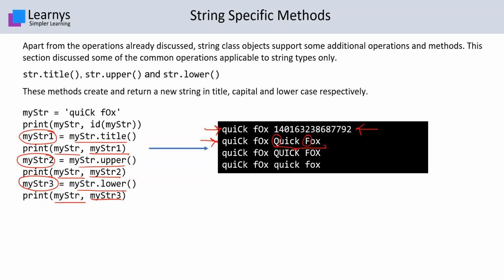Then we are trying to convert it using the .upper function. All the characters will be changed to uppercase. Similarly, all characters will be changed to lowercase when we use the lower function.